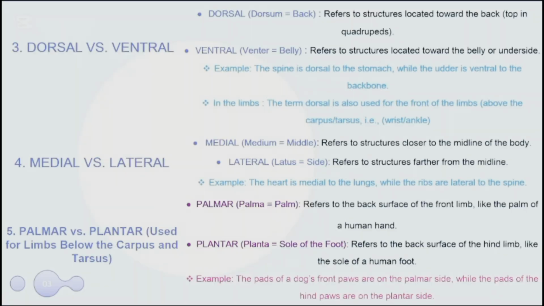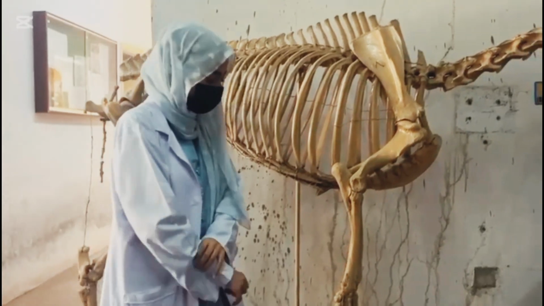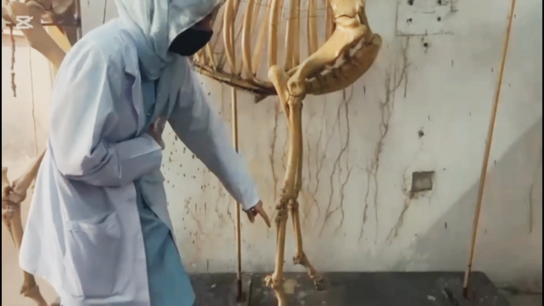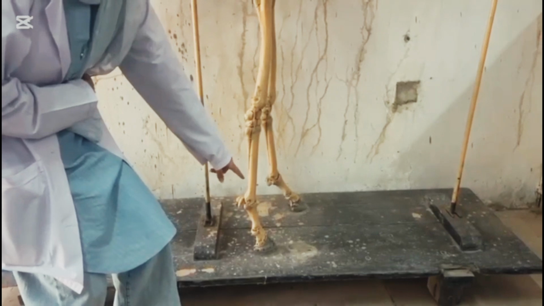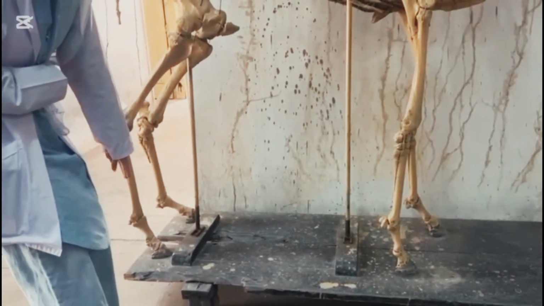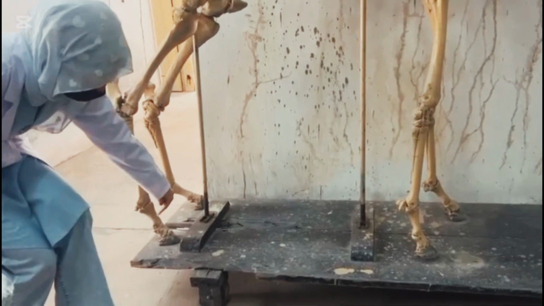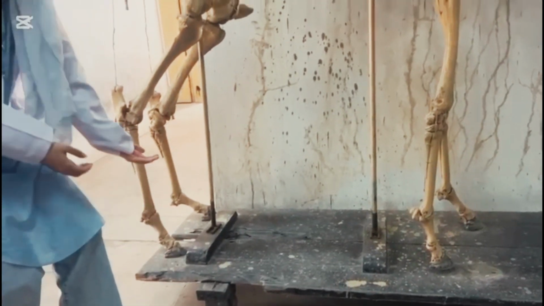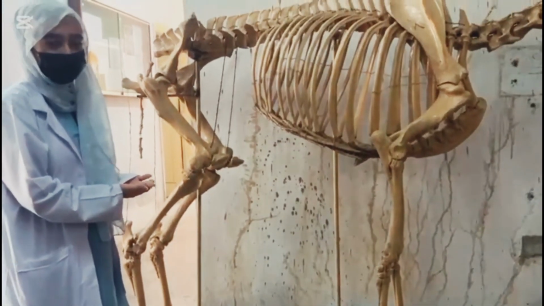Number 5. Palmar versus plantar, used for the limbs below the carpus and tarsus. Palmar, derived from the word palma, that means palm, refers to the back surface of the front limb, like the palm of a human hand. Plantar, derived from the word planta, that means sole of the foot, refers to the back surface of the hind limb like the sole of a human foot.